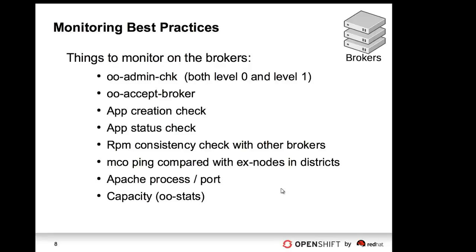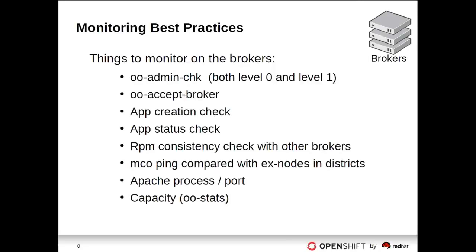Another thing we do is MCO ping. And what we do is we actually compare that with what's in the districts. So we go and grab the list of nodes that are in the district, then we do an MCO ping, and we look at the two to see that every single node that's in a district also is pingable through mcollective. And in that fashion, we can actually see if that node is having problems with its mcollective. We can see that right away.